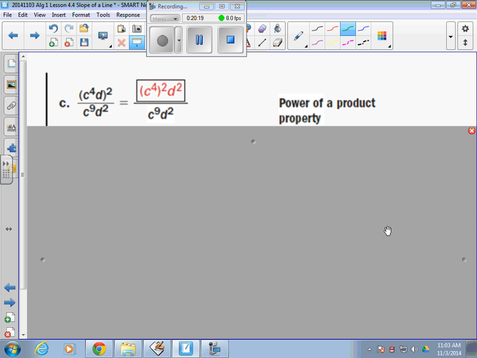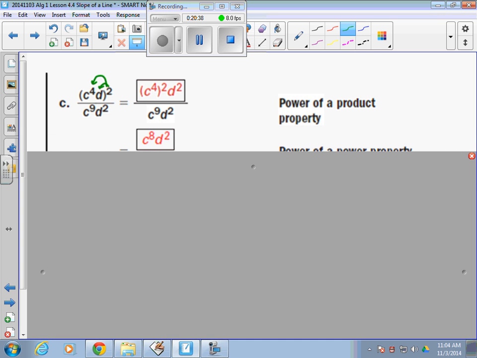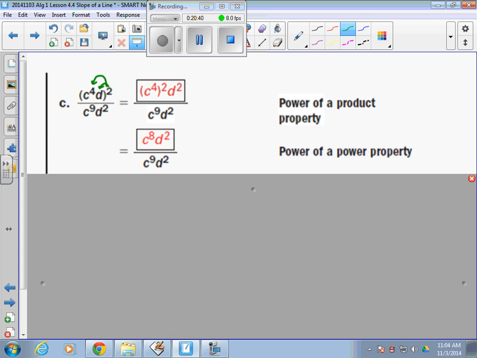And then C says c to the fourth d squared over c to the ninth d squared. Make sure both terms get squared since it's raising powers to powers. Notice in the box it says c to the fourth, then it says squared, d squared. You know c to the fourth times 2 is going to be c to the eighth d squared over c to the ninth d squared.